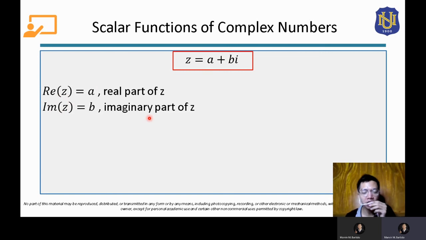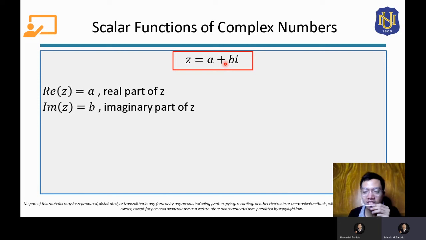So that will be the imaginary part of complex number z. Now, there are also cases that your real part is 0. If your real part here is 0, your complex number will become z = bi. So that is still a complex number, even if it only involves imaginary parts. That is still a complex number, but that complex number is purely imaginary.